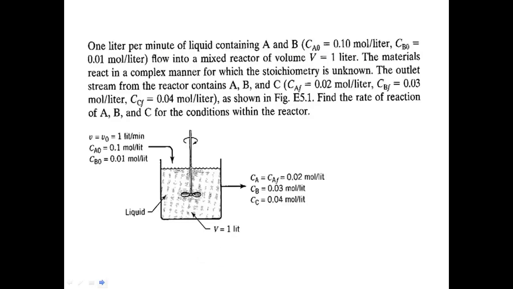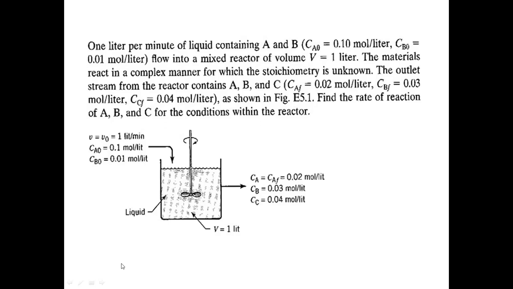Now, so let's go to this sample problem. Okay, sample problem number 1. Now, this one is talking about a CSTR. Okay, let me just get my cell phone. Okay. 1 liter per minute of liquid containing A and B. So initial concentration for A is 0.10 mole per liter and B is 0.01 mole per liter flow into a mixed reactor of volume equal to 1 liter.